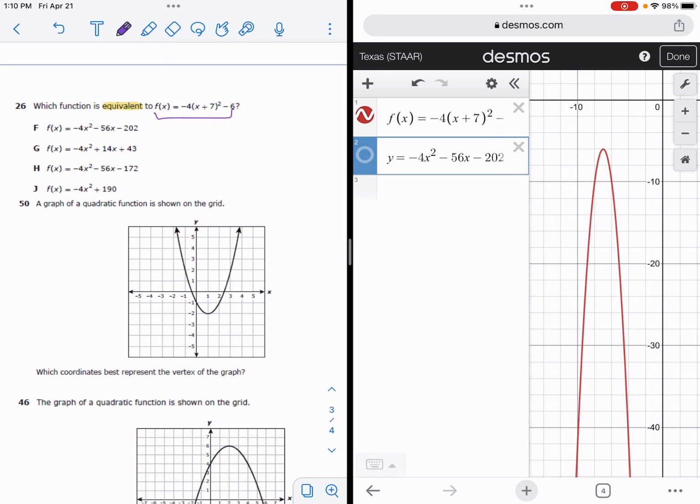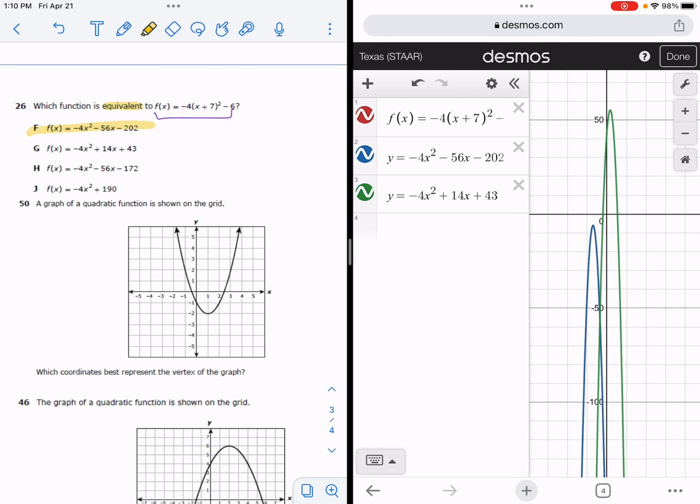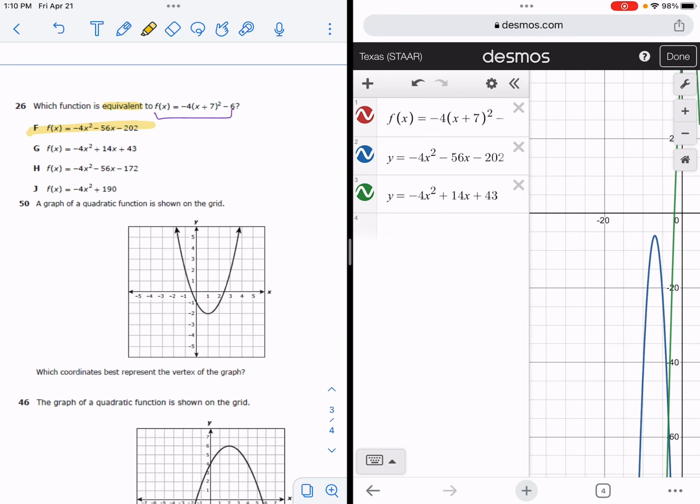Okay, so the blue and the red match. They're exactly the same. And so F, gosh, I keep doing that, F is probably our answer. We can check the others just in case. You have all day to take this test, so take your time. Verify that the green is not the same. So definitely not B or G.